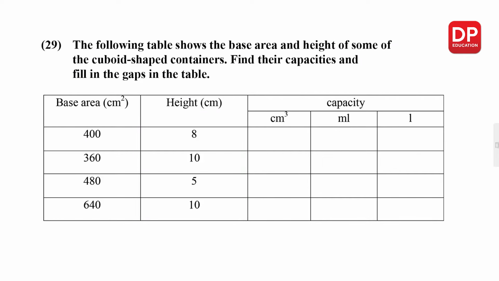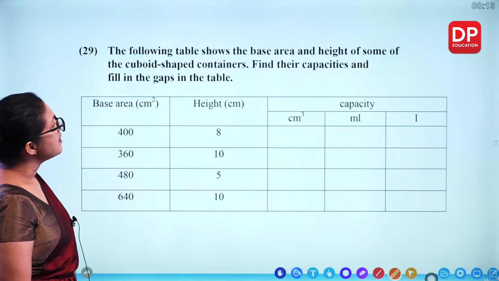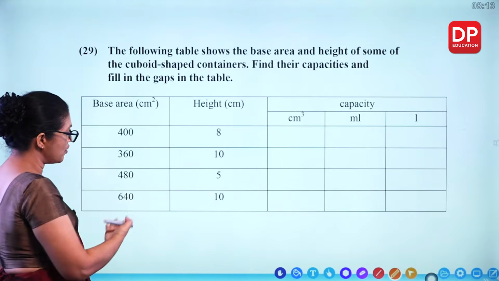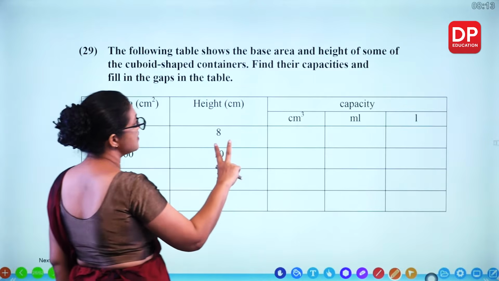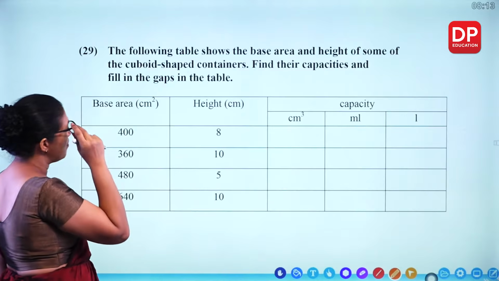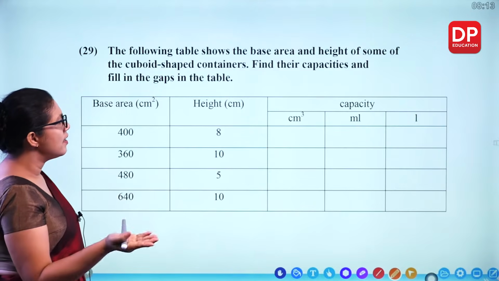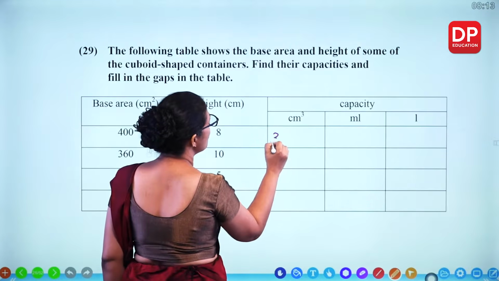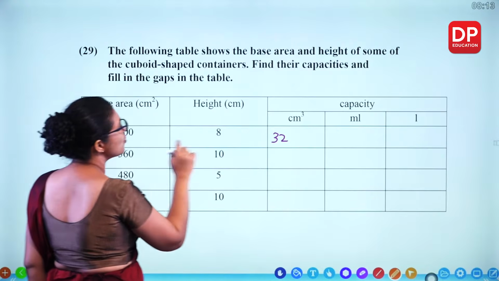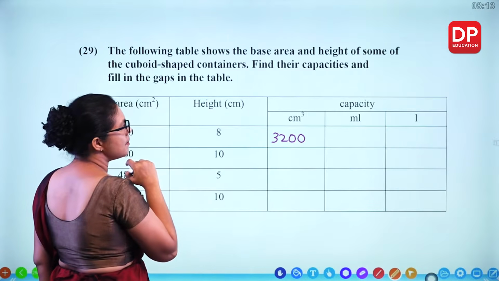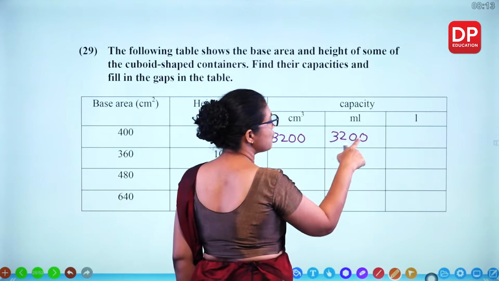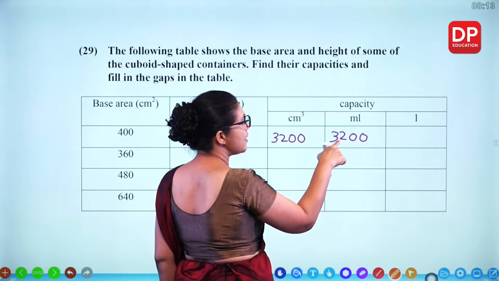The following table shows the base area and the height of some of the cuboid shaped containers. Find their capacities and fill in the gaps in the table. The base area and the height are given. So you are asked to find the capacity. Multiply base area into height to get the capacity. 8 times 4, 32. And how many zeros? 2 zeros. That's cubic centimeters. This is the same as the milliliter value. And for liter you have to divide by 1000. Move the decimal place 3 places to the left.